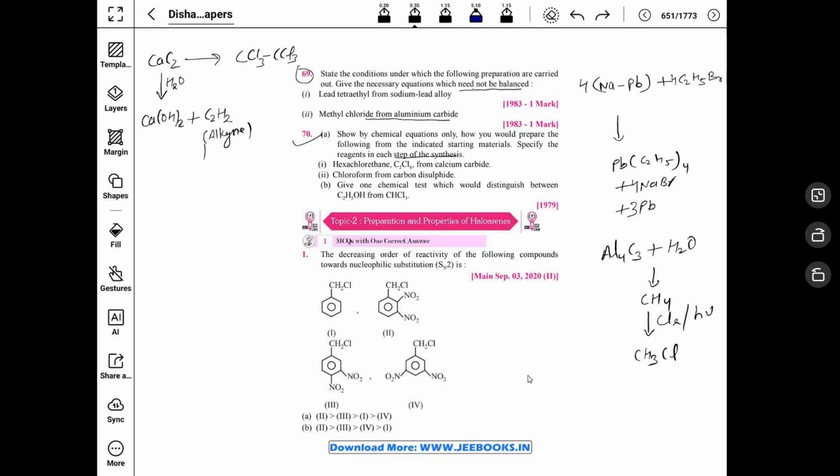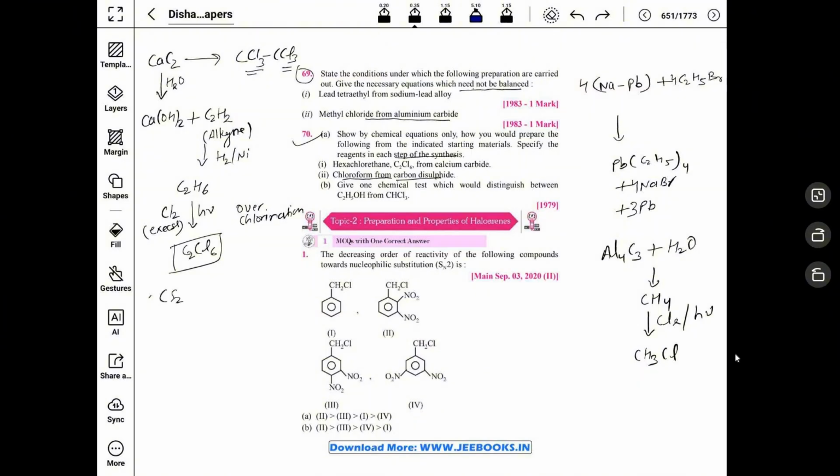This alkyne can be reduced by hydrogenation to give C2H6. And now we know that we have to get six chlorines, so we have to do over-chlorination. Therefore, we can use chlorine with light and in excess. Then we will have C2Cl6. Next is chloroform from carbon disulfide.